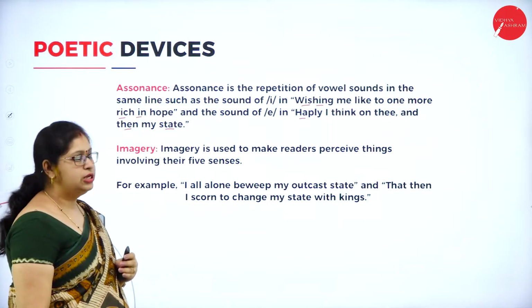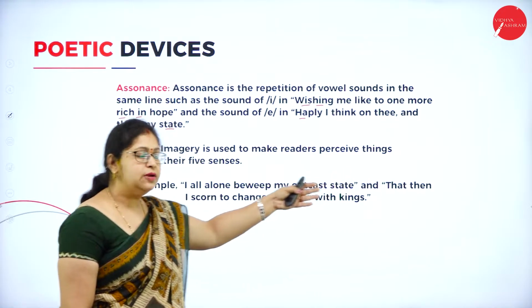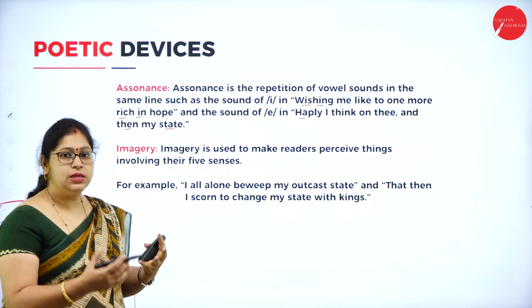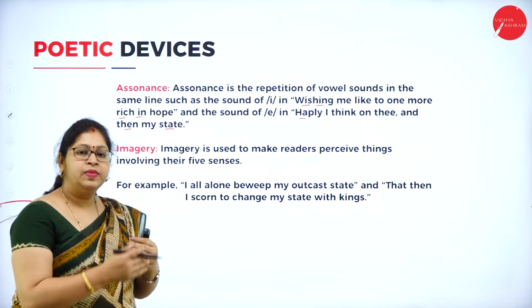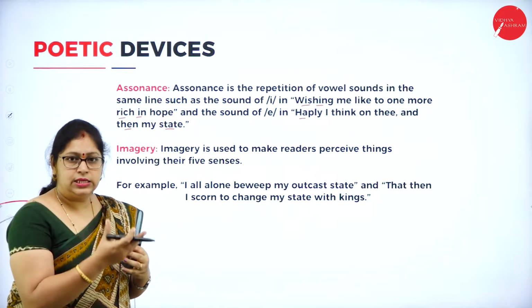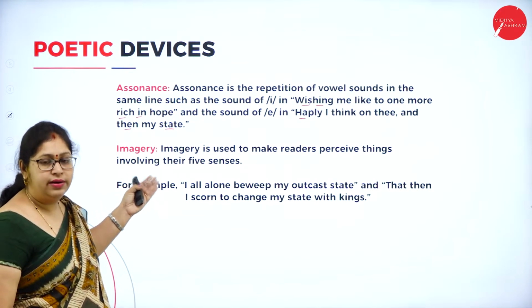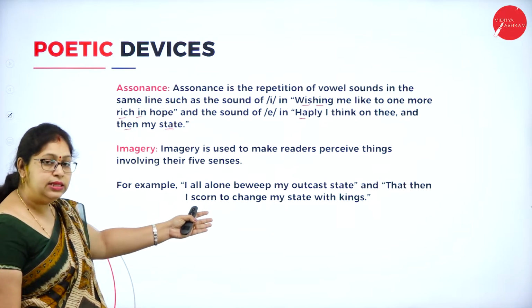Then imagery. What is imagery? Imagery is used to make readers perceive things involving their five senses. Five senses means hearing, speaking, smelling, touching, and taste. All the five senses are involved of a reader when they read the poem. So that is used here in these lines.